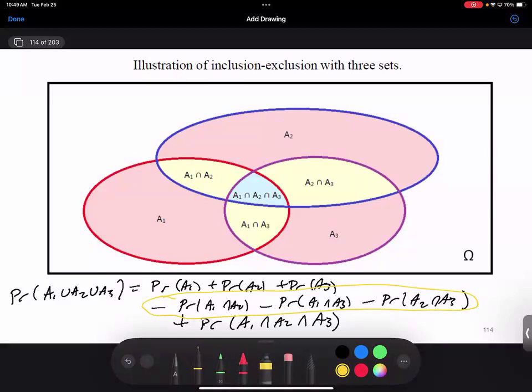Unfortunately, now look at the blue in the very middle. It's counted 3 times from A1, A2, A3, but then we removed it 3 times from the intersections. So we have to add it back. And that's why we have the third one over there. So this is essentially what inclusion-exclusion is. We need to make sure at the end of the day, everything is counted once and only once.